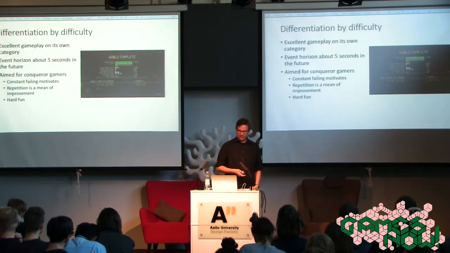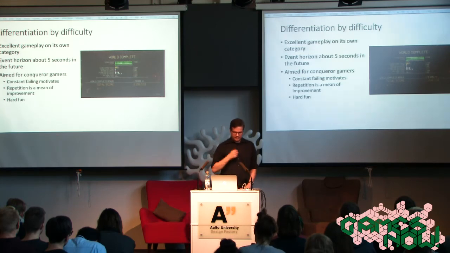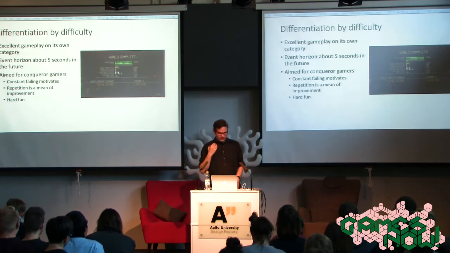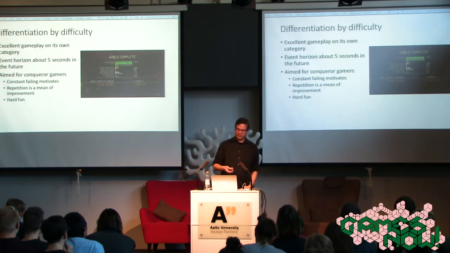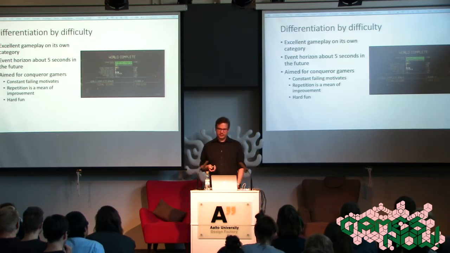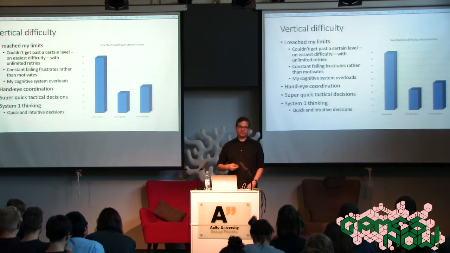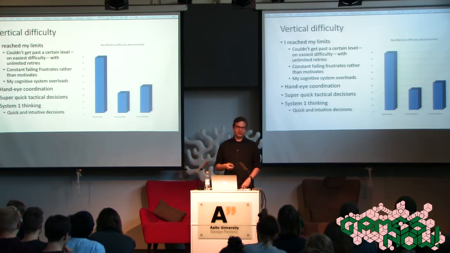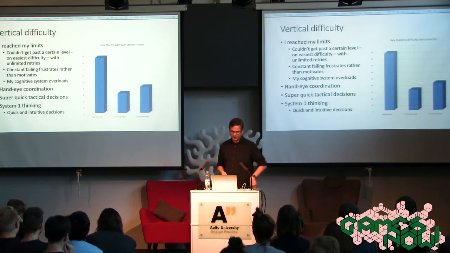In this game, the event horizon is about 5 seconds in the future, or maybe 10 if you are really good at it. But it's aimed at conqueror gamers who get motivation from constant failing and repetition. Repetition is a means of improvement, and it's called hard fun. There are a lot of players like this, but I think Housemarque also found out that they have reached all those kinds of players, and it's really difficult to grow their market or sell more games because everybody who is interested already has their games.